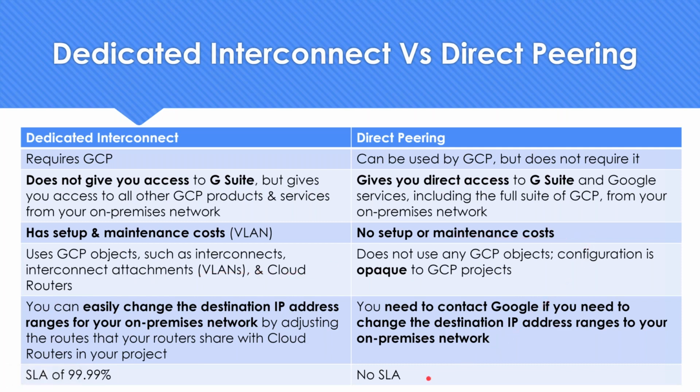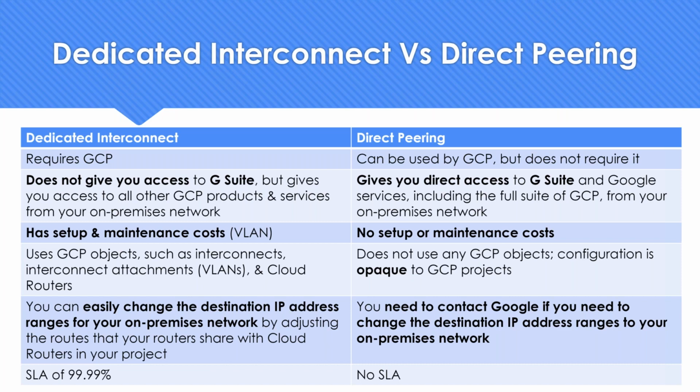Here, there's no SLA. Here you get 99.9 SLA. Dedicated interconnect is primarily a layer 2, when it comes to the OSI model. Carrier peering, if I'm not wrong, is layer 3. So those are the differences. And if you are interested in dedicated interconnect, create a GCP account with an organization node, go fill the form, you get it.